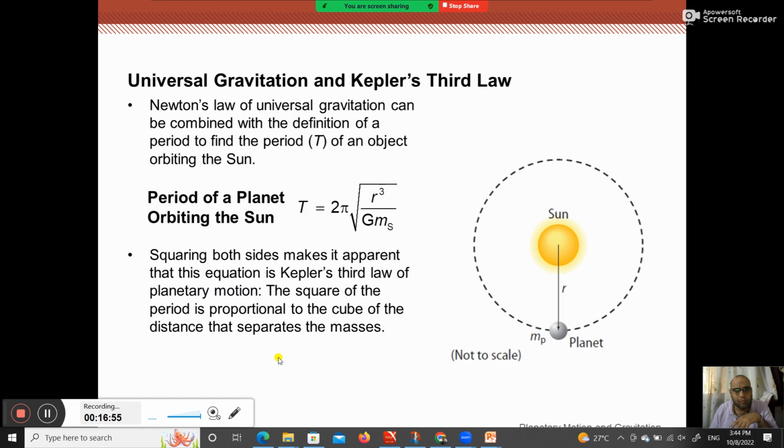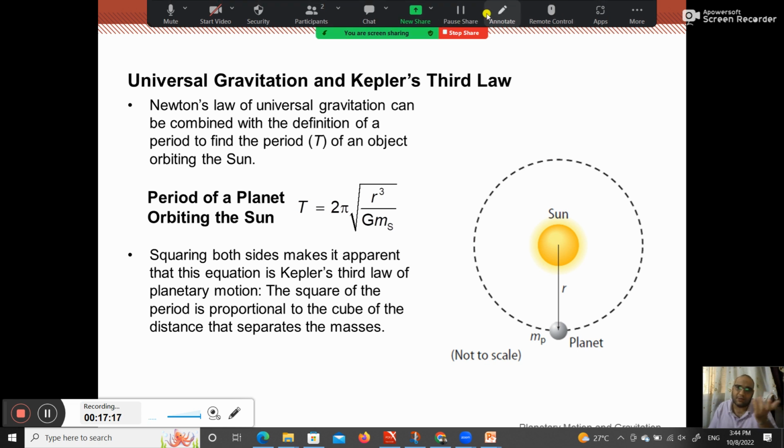Finally, to find the periodic time of the rotation itself, the time is equal to 2 pi square root of r cubed over G Ms. Ms here is the central mass. The sun is represented at the center. So I'm going to insert the mass of the sun inside the time.